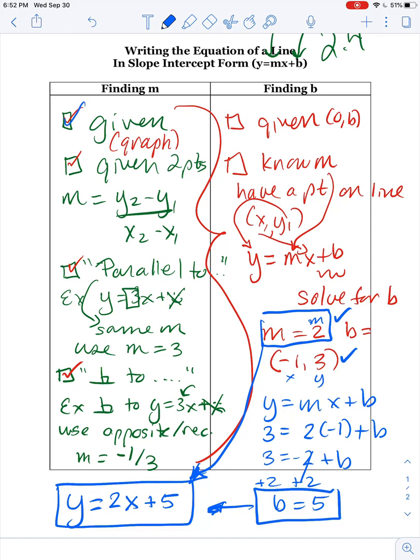So this is just kind of a condensed place to find what you're doing, and whether you find your slope in any of these four ways, this method right here will always work to help you then find the b value. So you'll know your slope from this column, and then you'll know your y-intercept.